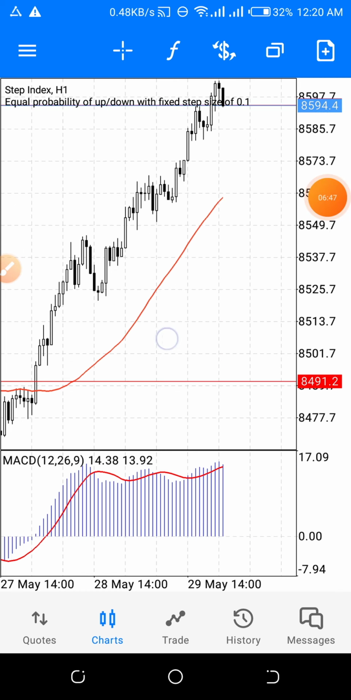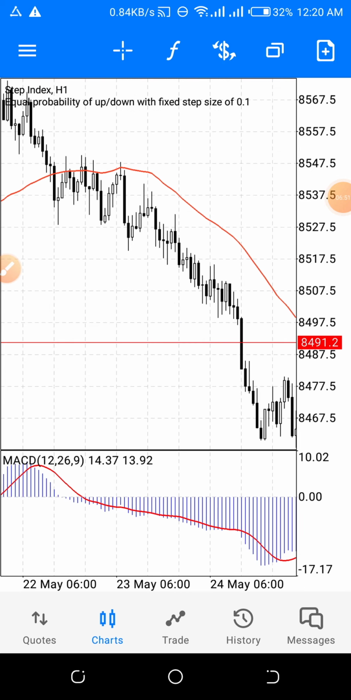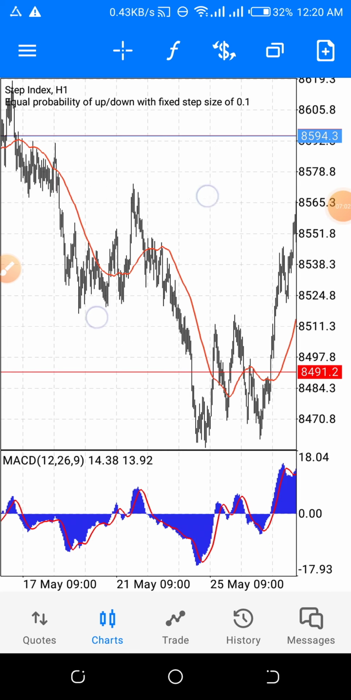Now, what about a sell signal? The same thing happens. Immediately the price crosses over the chart and your MACD is below the zero range, you are good to go for a sell trade. You're good to go for a sell trade.